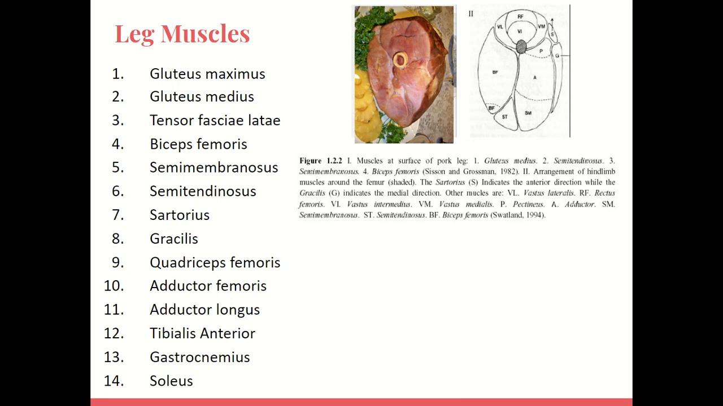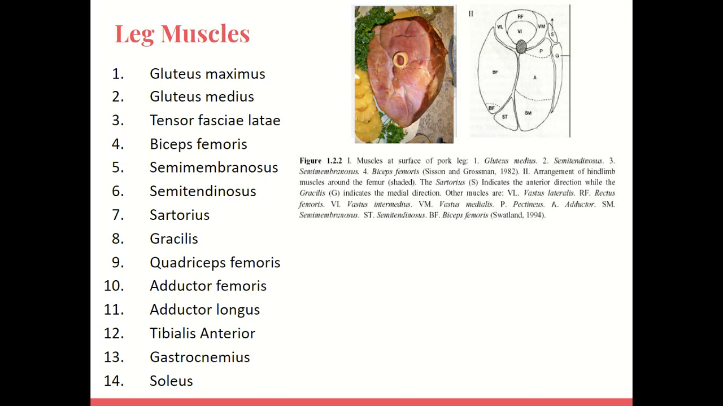Okay, so that brings us to the leg muscles. And if you're looking at your screen and you're saying, wait a second, that looks like a ham, guess what? You're right, that is a ham. We are going to learn all about the anatomy of ham in this section. And so I have a nice picture of a ham sitting there.